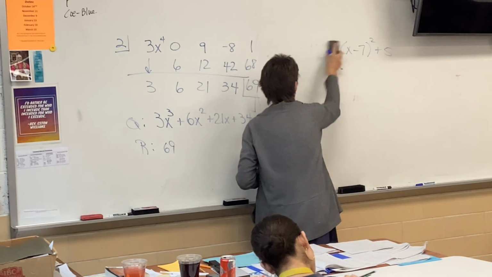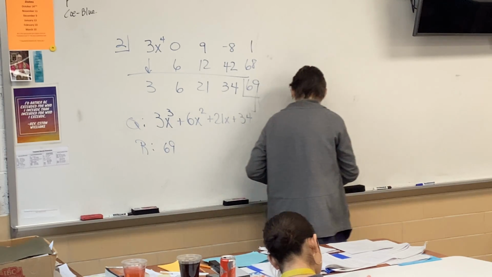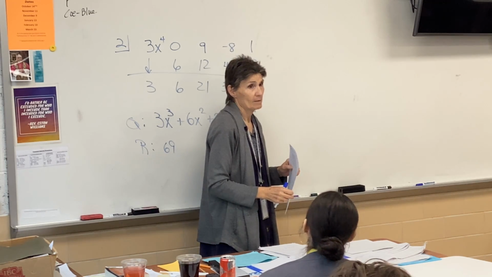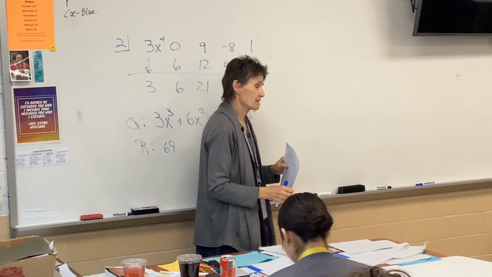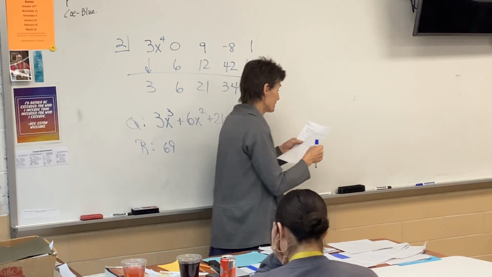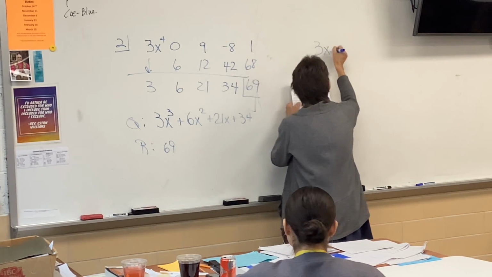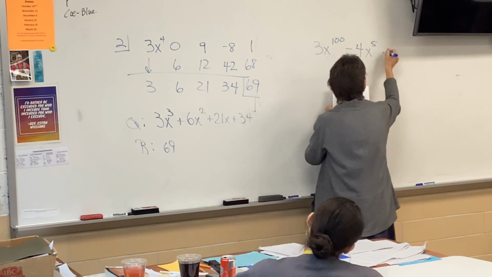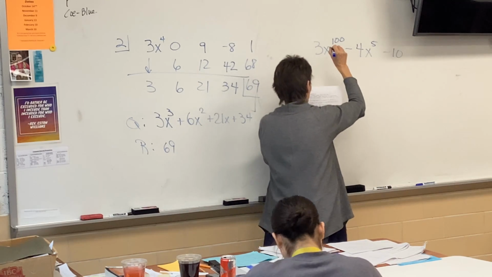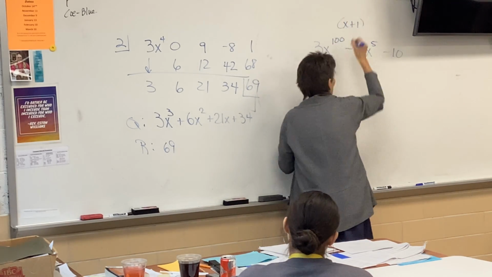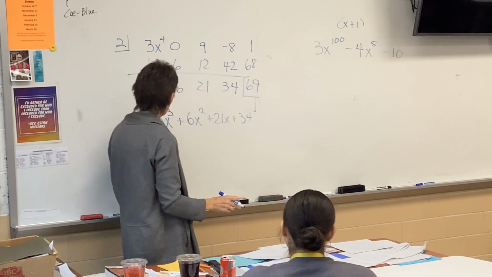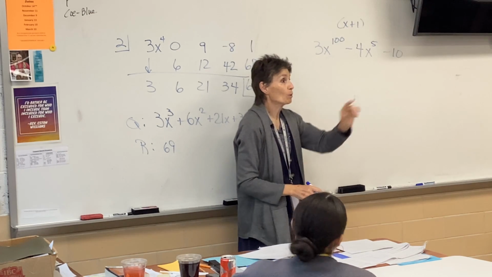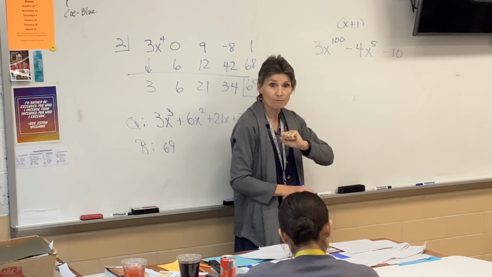Could number 4 be done the same way? Yeah, but how hideous would that be? Why would it be hideous? Because there's a lot of zeros. So, who remembers the other thing we talked about as a possibility if all we want to know is the remainder? We don't care about this quotient. All we have to do is plug in the number we would have divided by, which is -1.